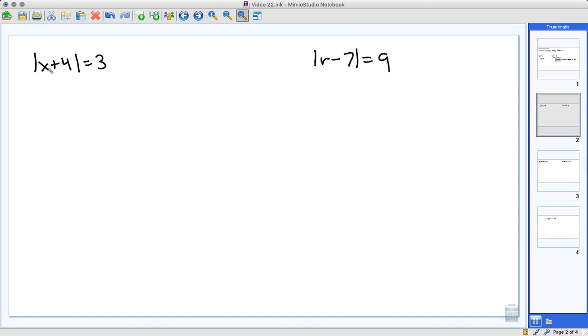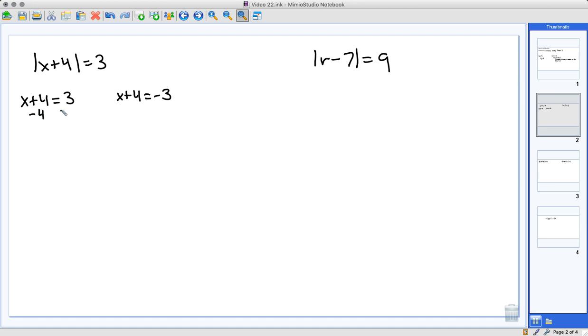So I've got absolute value of x plus 4 equals 3. What that tells me, and what should tell you, is what's inside the absolute value could be positive 3, but it also could be negative 3. So you're going to set up two different equations: x plus 4 equals 3, and x plus 4 equals negative 3. Notice my absolute value signs went away when I created my two equations. Then solve those just like you solved one-step equations way back in chapter 3.